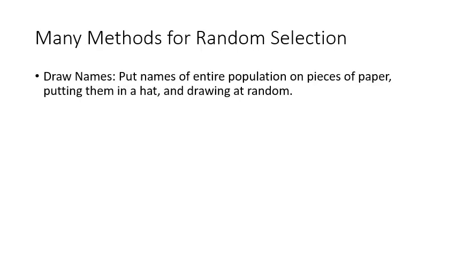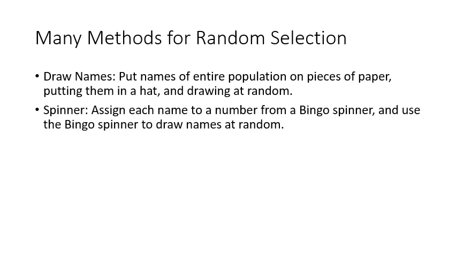So, lots of ways of random selection. You can put names in a hat. Put the names of every single person in the population on pieces of paper, put them in a hat or a bowl or a jar, and then just draw out the number of names that you want.